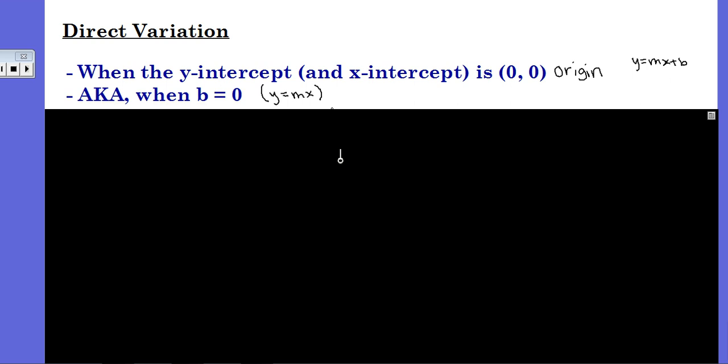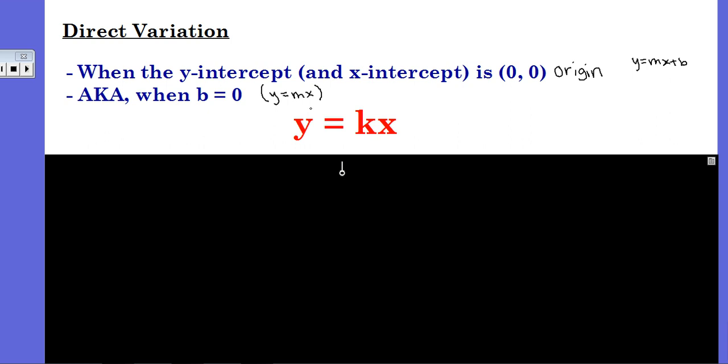When we do have direct variation and we identify it as such, this y = mx equation becomes something slightly different, and so we will write down that equation. It's y = kx. This is called the direct variation equation.